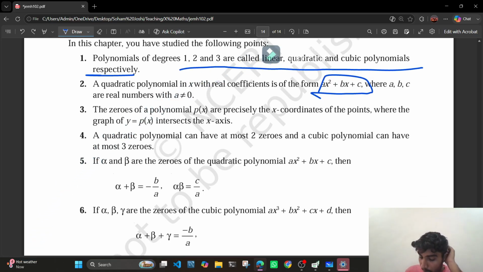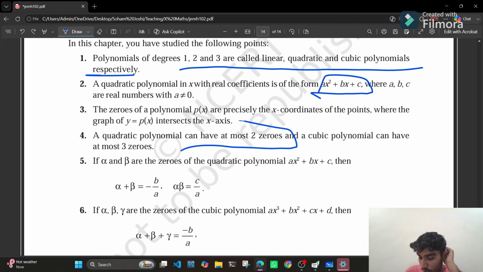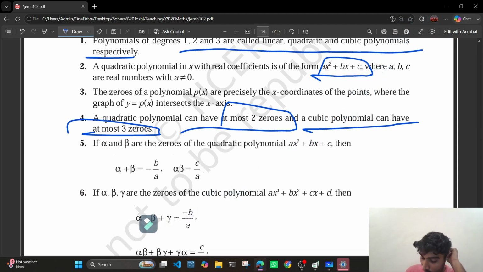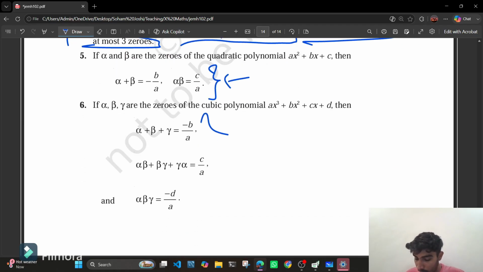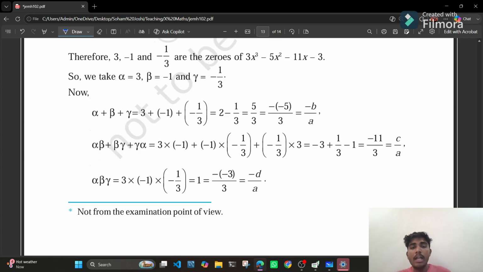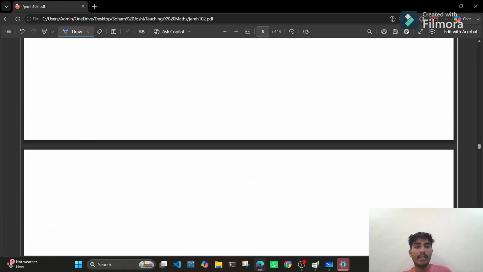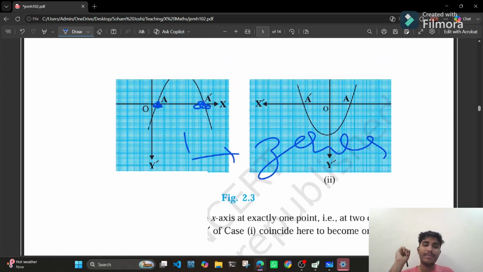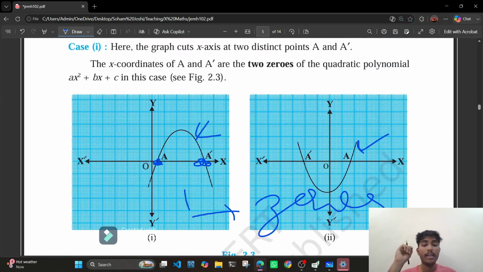A quadratic polynomial can have at most two zeros, and a cubic polynomial can have at most three zeros. We have seen this. And we have seen the relationship between the roots and the coefficients of a quadratic polynomial. Then we have also seen the relationship for the cubic polynomial. I hope this chapter is understood by you. If not, just watch this video again. I hope it will be cleared.